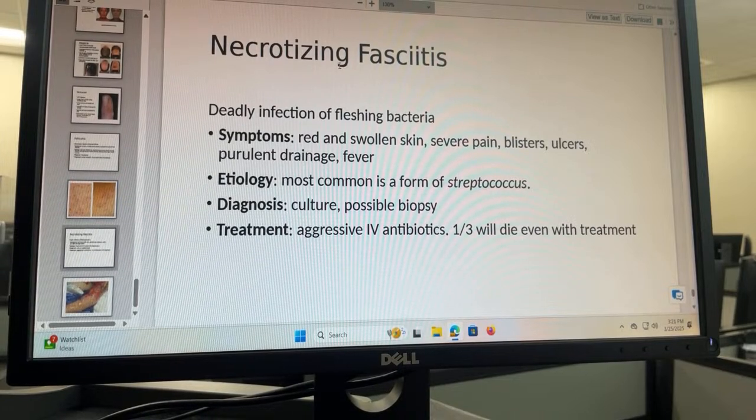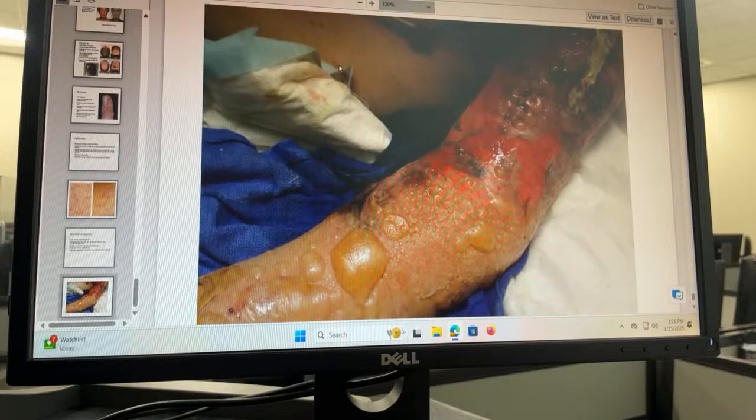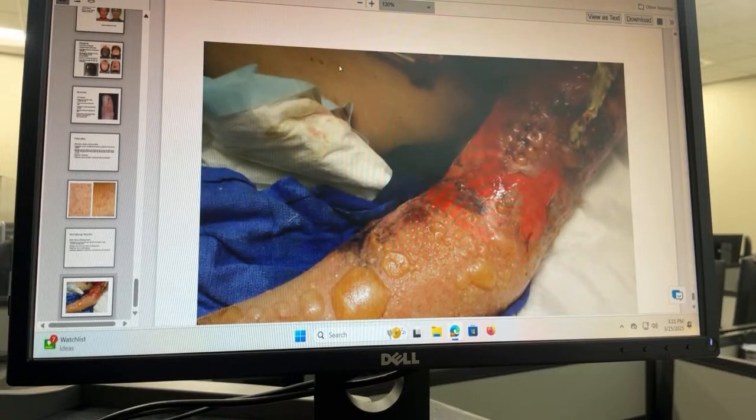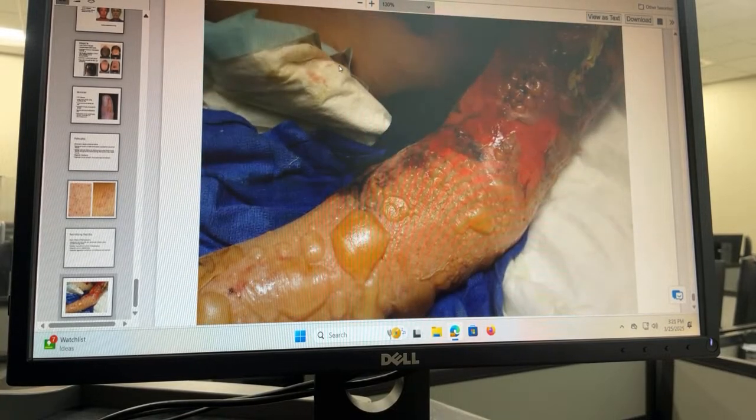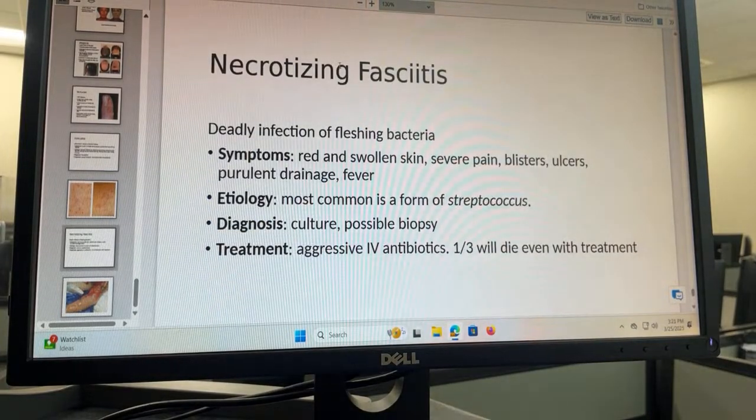Before I show you a picture, just be warned that it is rather disturbing. So this is a picture of what it looks like. Literally, the bacteria is eating your skin as food. Very red and swollen, severe pain, blisters, ulcers, purulent drainage, fever. The most common bacteria of this is a form of Streptococcus, the flesh-eating type variety.